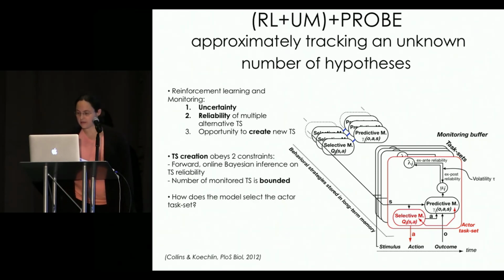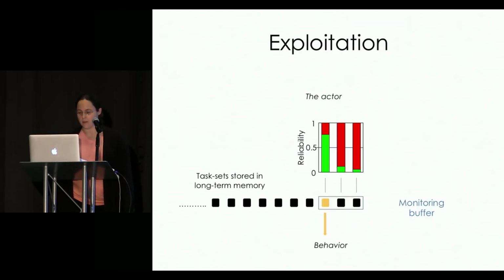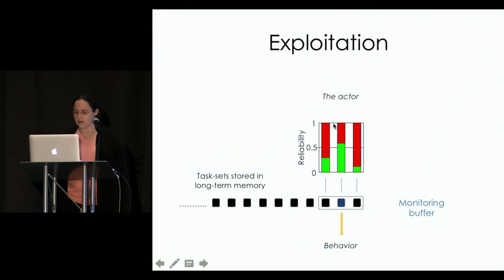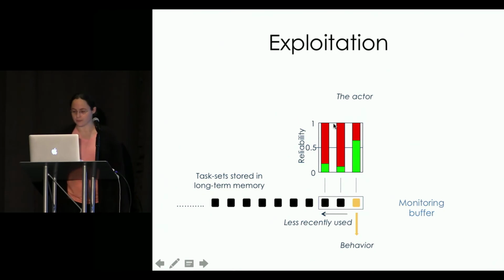So to select the actor task set, for example, if our bound is 3, representing, for example, working memory limits, you might have a number of task sets that you've encountered in the past, but you're only going to be monitoring the last 3. And this is how likely it is that each of the 3 task sets is currently the one that you should be using. And so as long as the reliability is high, you should be selecting this task set. So here, task set 1, task set 2, or task set 3, for example.